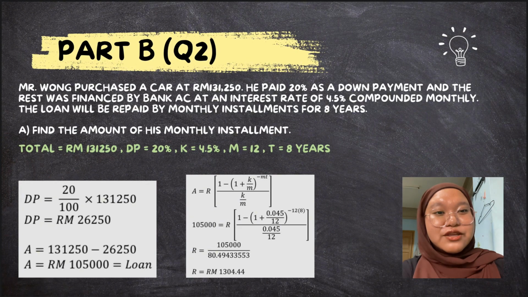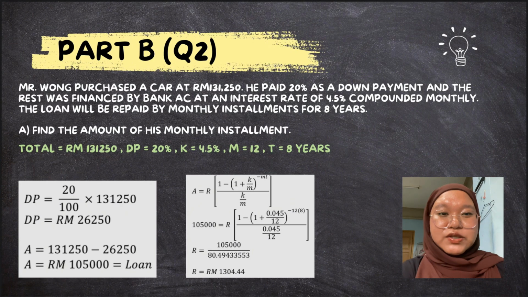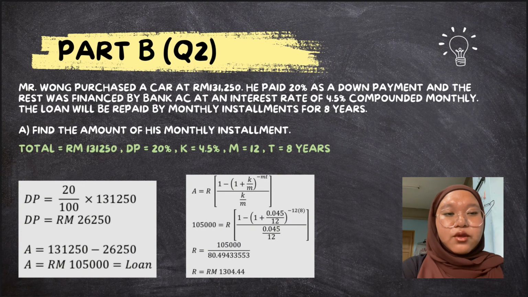First thing first, we have to find the down payment. As you can see on the equation, the formula is DP equals 20 divided by 100 multiplied by 131,250 ringgit. You get the down payment equals 26,250 ringgit. Next, we have to find the present value. A equals 131,250 ringgit minus 26,250 ringgit. You get the answer 105,000 ringgit. That will be the loan.